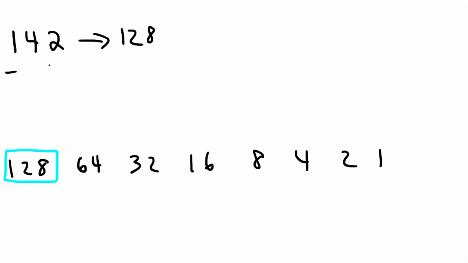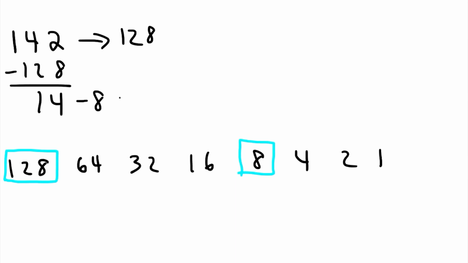And then if we subtract 142 by 128, that's going to give us 14. And so the next highest number just under 14 is 8. And so 14 minus 8 will give us 6. But let's put the 8 here. Now the next highest number that's under 6 is 4.